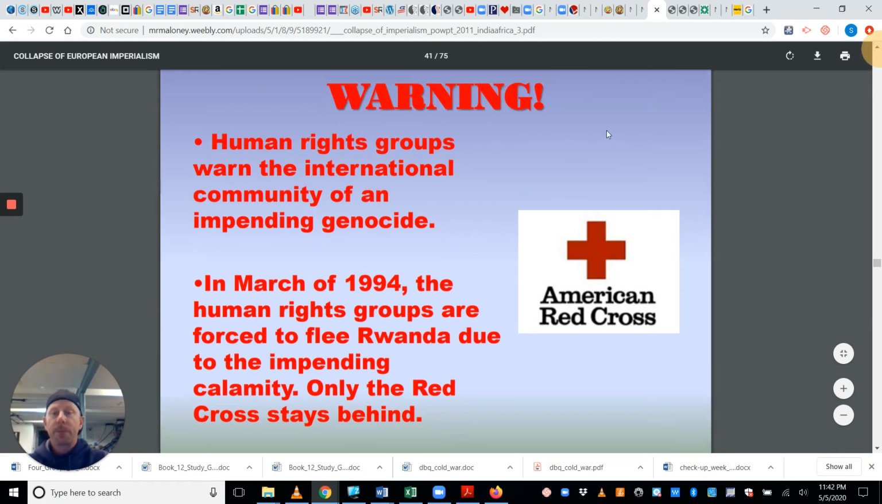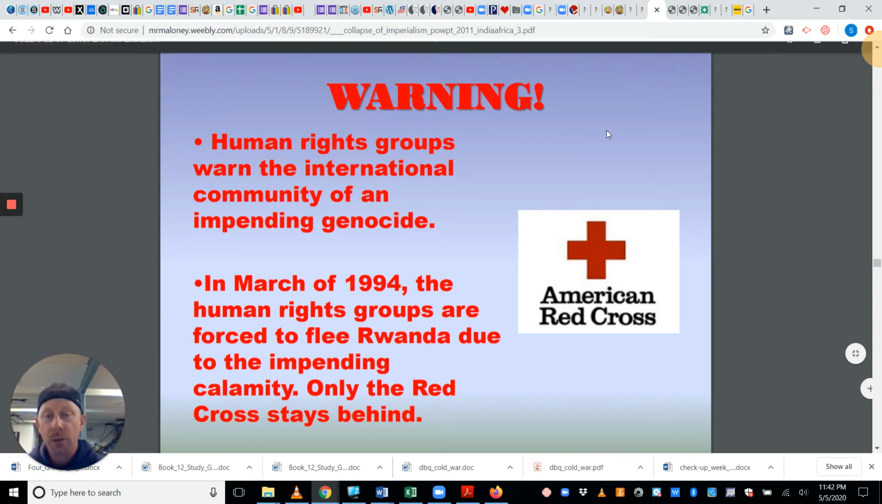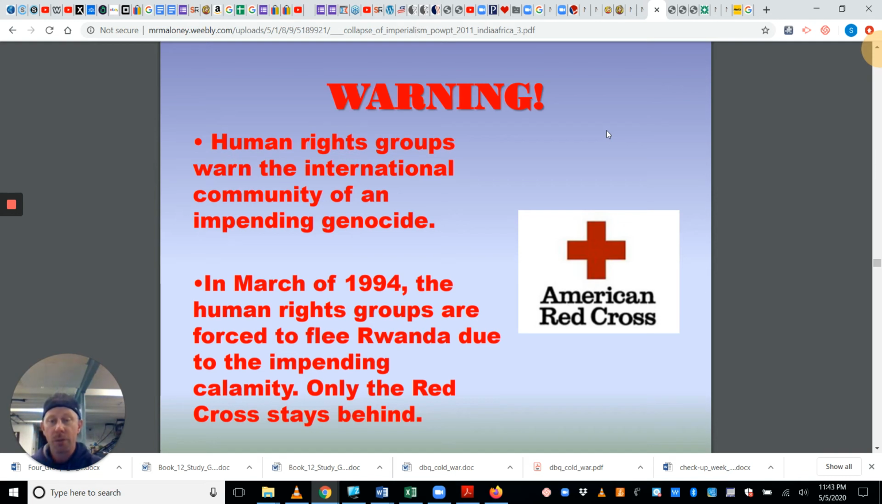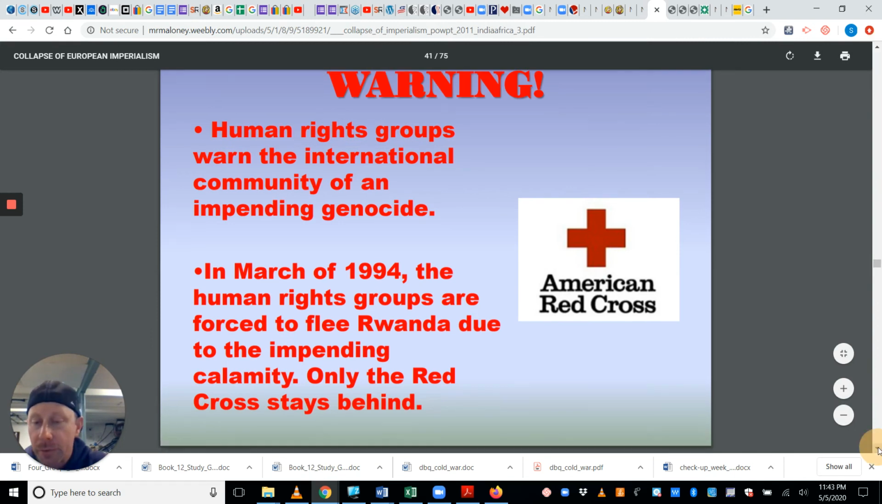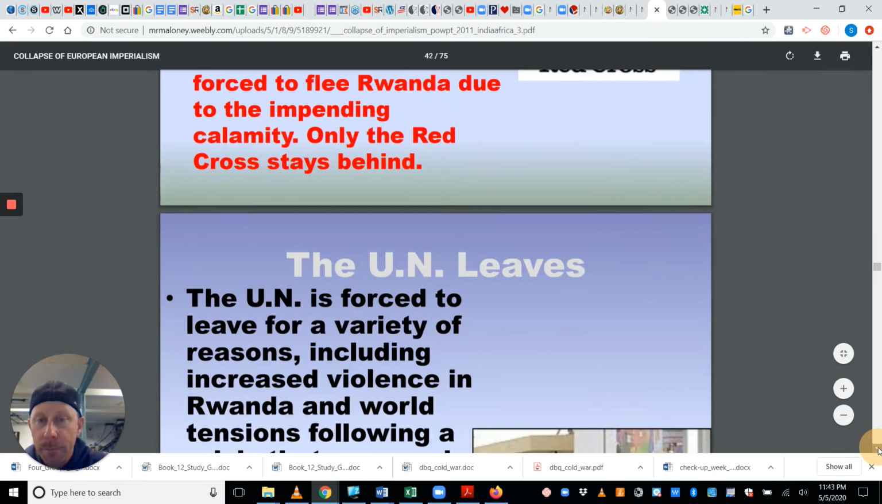So warning. Human rights groups warn the international community of an impending genocide. In March of 1994, the human rights groups are forced to flee Rwanda due to the impending calamity. Only the Red Cross stays behind. So all of these other groups that watch out and protect people, they left for fear of their people dying. And the world just kind of let this genocide happen, even though there were warnings that this was going to happen. Nobody really was able to step in and stop this from happening.